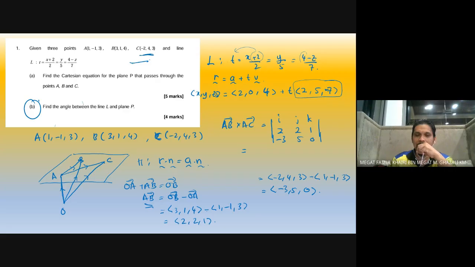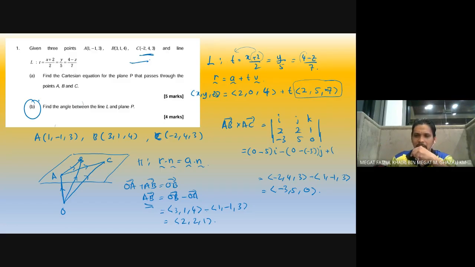Okay, so now let's find out how we calculate this. For i, just imagine that we hide the element of i, which is 2 and negative 3. So we have 2, 1, 5, 0. So 2 times 0 equal to 0, minus 1 times 5 equal to 5i. Minus, okay, hide the element of j, then we have 2, 1, negative 3, 0. So 2 times 0 equal to 0, minus 1 times negative 3 equal to negative 3j.